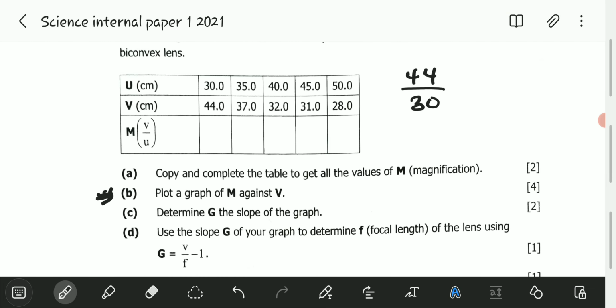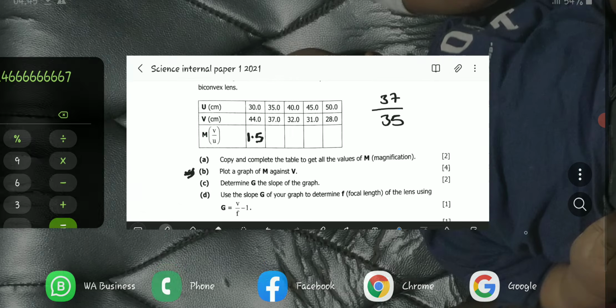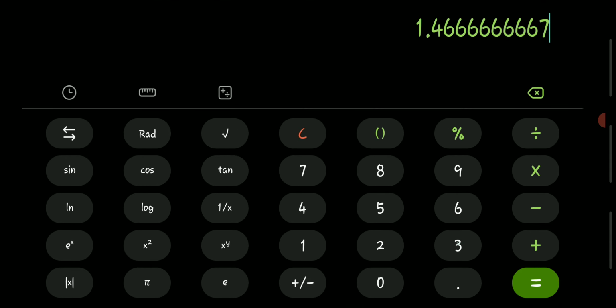Remember, the number of decimal places you choose should go throughout the values. So I'll have 1.5 as my first value. Then I go to the second. The second is 37 over 35. So 37 divided by 35.